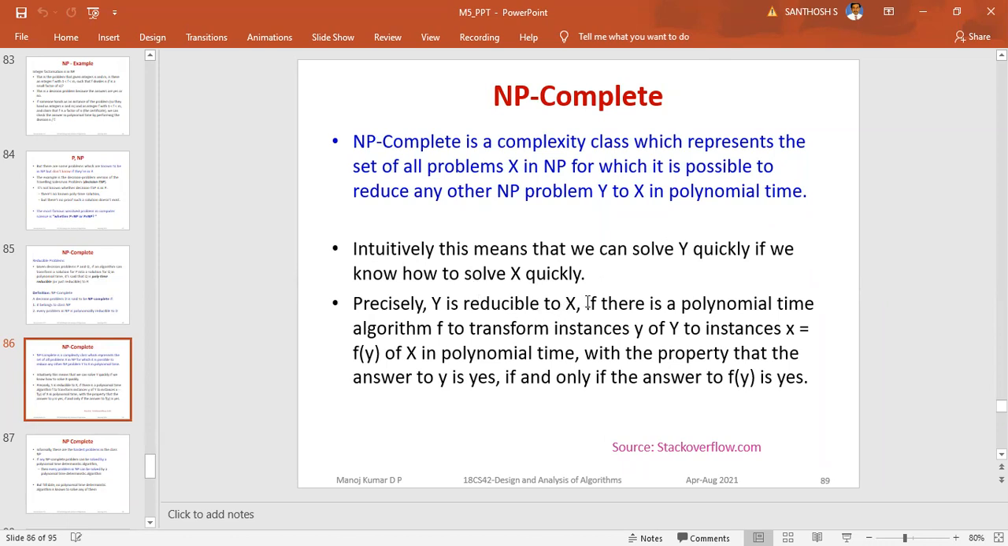Precisely, Y is reducible to X if there is a polynomial time algorithm F to transform the instance Y to instance X, so that the answer to Y is yes if and only if the answer to F of Y is yes.